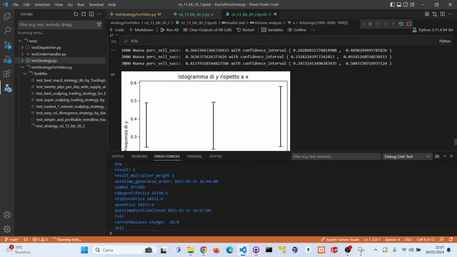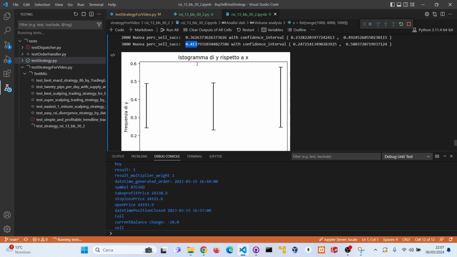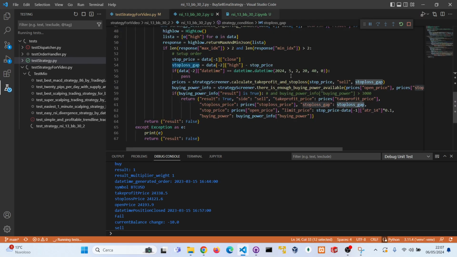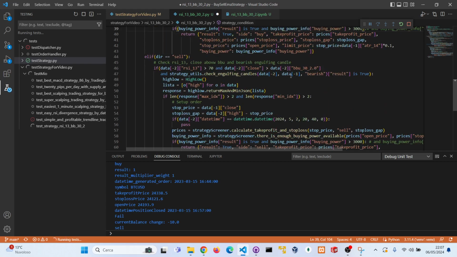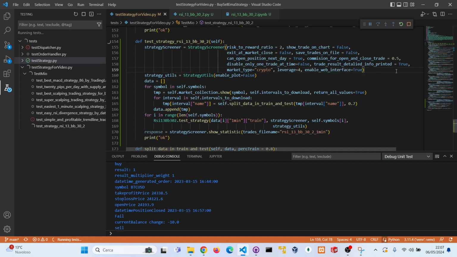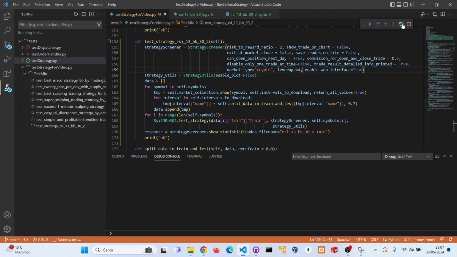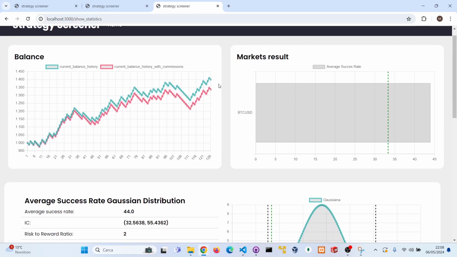And as you can see, by taking into consideration only positions where the buying power was above 3000, the average success rate increased. So let's try to add this criterion to our strategy. Let me add this line and this line. Now let's run the strategy again and see how it performs. Okay, as you can see, you would have been profitable with commission and without commission.